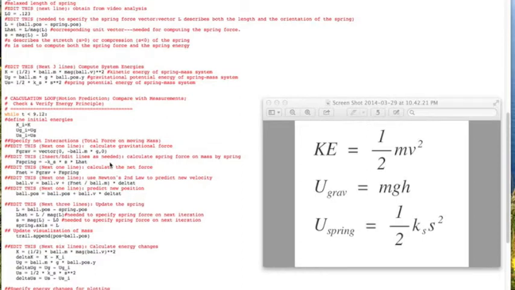On the left, you can see all of the forces being calculated. The velocity is updated with Newton's second law, and the position is being updated. These last lines of code update the energy changes, which we have represented by the formulas.